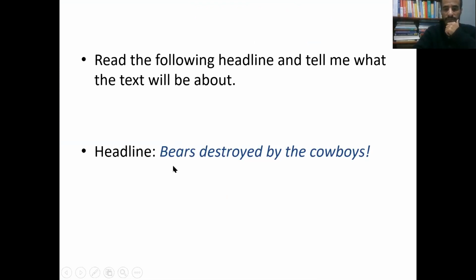So we have animals and by the cowboys, human beings. And then there is an action verb. The verb is negative. So what do you think the text will be about? Okay, what do you think? So please take the role of the beginner, not the university student. If you read this headline, what comes in your mind? The first thing that comes in your mind.